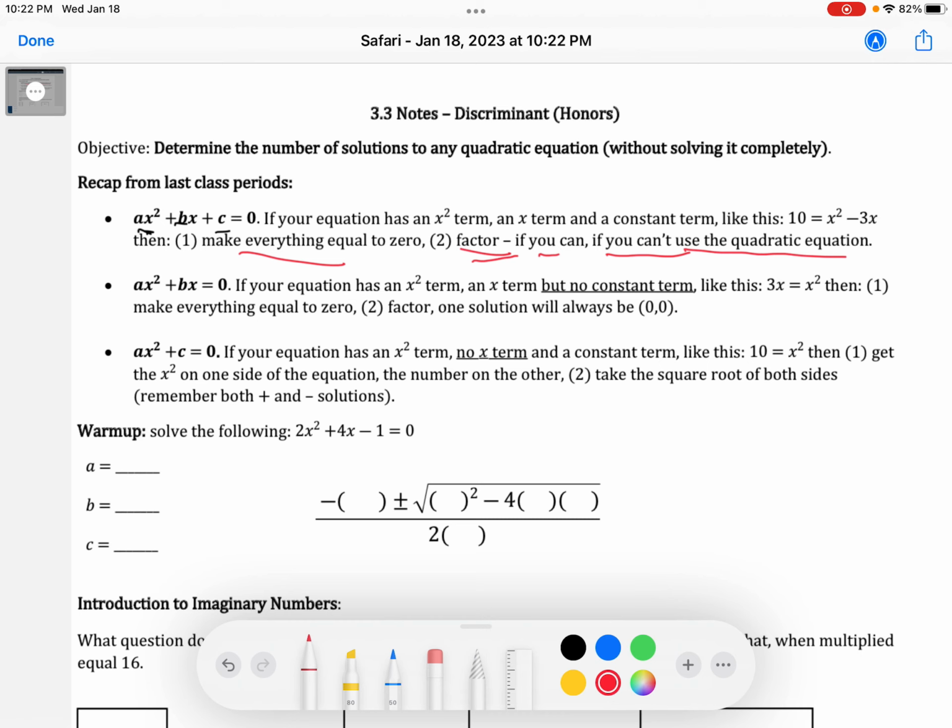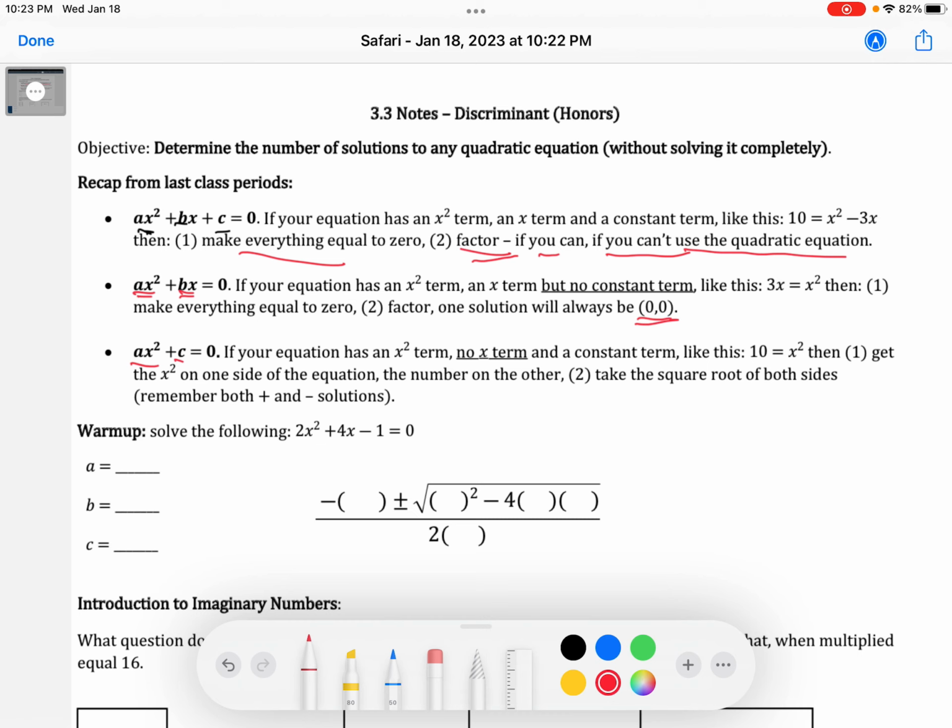If you got something like this, ax squared plus bx, your x squared term, your x term, but no constant, then these guys will always factor, and what's more, one solution will always be 0. Okay, if you got something like this and this, then you're going to be taking the square root. Probably easiest to take the square root of both sides.